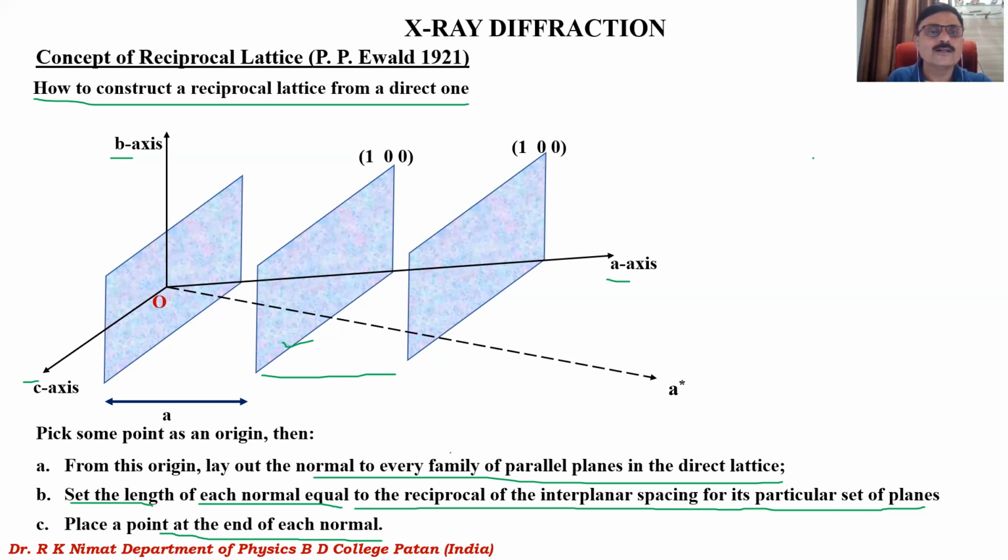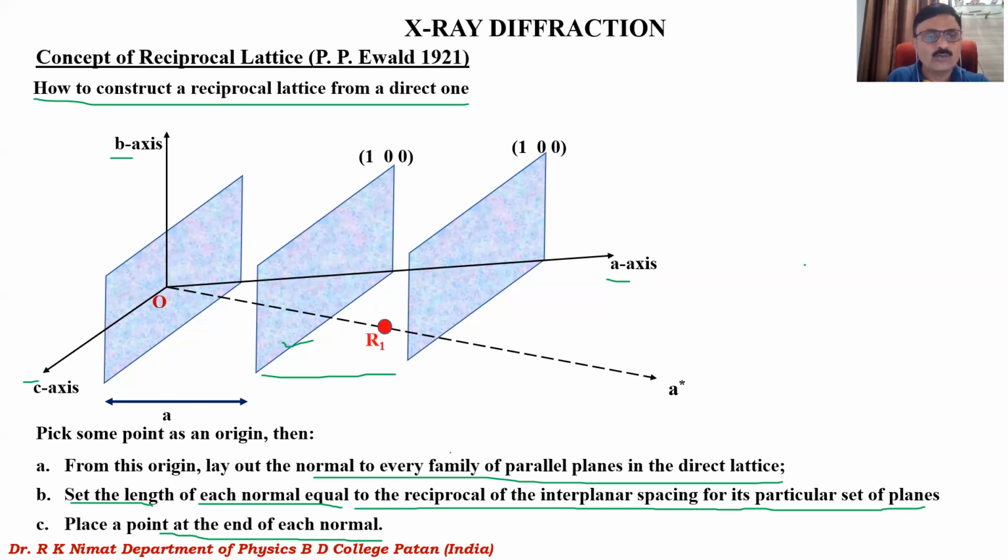So this particular plane will have interplanar spacing d1, 0, 0, and we have to take the length of the normal equal to the reciprocal of the interplanar spacing, meaning we have to take the reciprocal point at a distance of 1 upon d1, 0, 0. So that point can be drawn like this. Suppose this is the point.